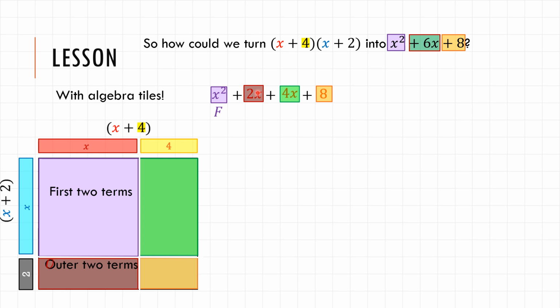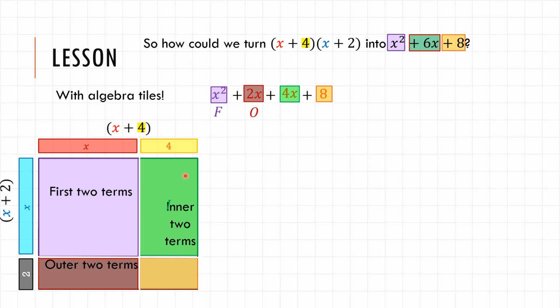This will always be the product of the outer two terms, which is why I'll take this O for outer, and I'll move it here. So O is for outer. So this was 2 times x. Those are the outer two terms.